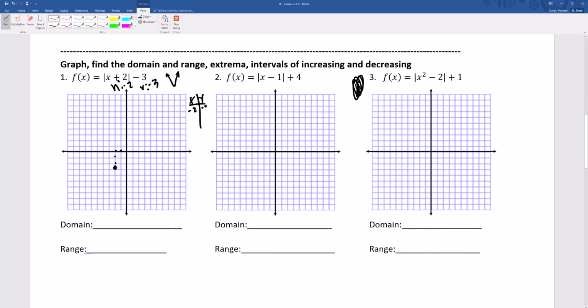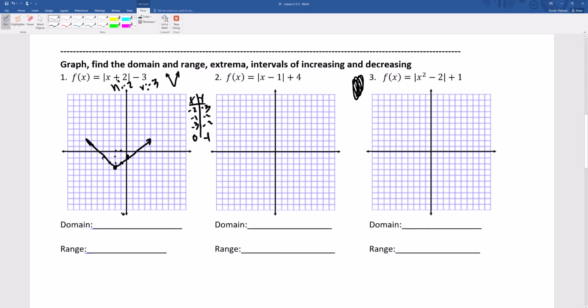So at -2, it's -3. So we can plug in -1. If I plug in -1, -1 plus 2 is 1, 1 minus 3 is -2. If I plug in -3, -3 plus 2 is 1, 1 minus 3, so those are both -2. If I plug in 0, 0 plus 2 is 2, 2 minus 3 is -1. And it's the same on that side, and so we get our absolute value function like this.